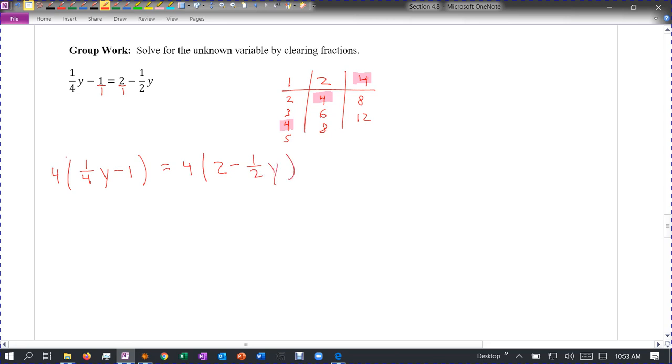And now I distribute. So I'm not going to show this step, but this times this should give you y. This times this should give you minus 4. This times this should give you 8. And this times this, when you do that, you should get negative 2y. Now we're back to an equation. We've got our variable on both sides, right, here and here. So let me add 2y to both sides to get it to go away on the right.